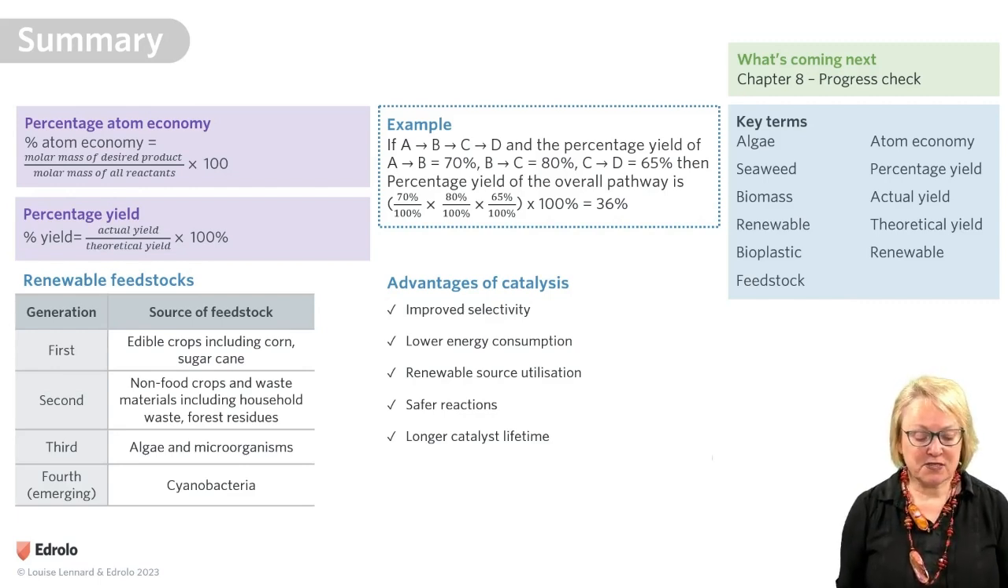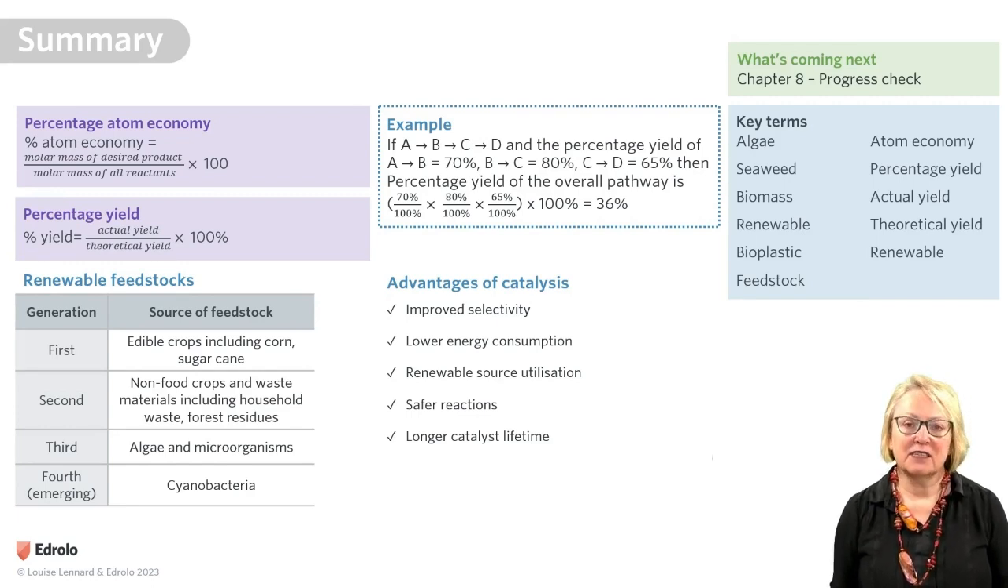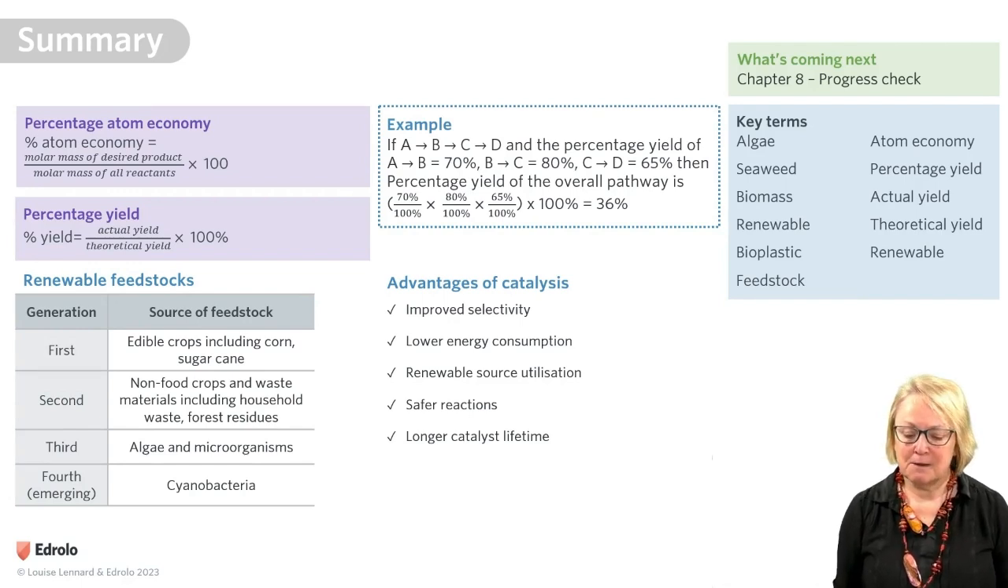Renewable feedstocks: the first generation, which is currently available, is using edible crops such as corn and sugarcane. The next generation is using non-food crops and waste, including household waste, as biomass. The third generation is using algae and microorganisms. And the fourth, or emerging future generation, is using cyanobacteria, which can photosynthesize.